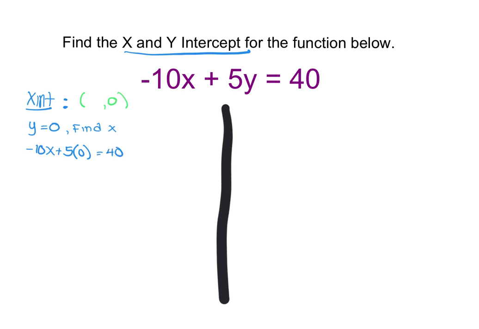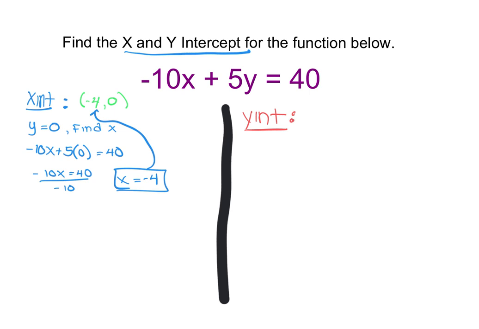and we're going to find x in order to find our x-intercept. Now I know that 5 times 0 is just 0, so I really have -10x is equal to 40. I divide by -10, and I find that x is equal to -4. So I can then take this value and I can plug it back in to the coordinate that I wrote at the very beginning. I know that my x-intercept point is going to be when x is -4, y is equal to 0.